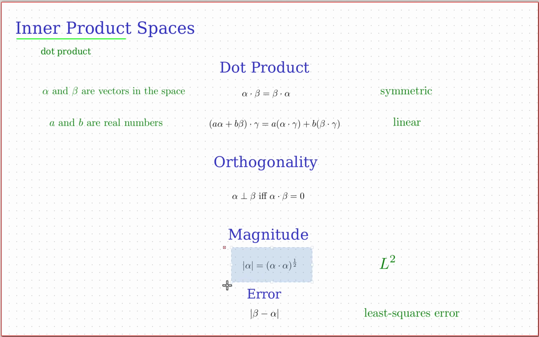And you can also define the error, or we could say the distance between two vectors, as simply being the magnitude of beta minus alpha, right? You just take the difference between them, take the magnitude of the difference, and that's the distance between them, or the error. And of course, because magnitude is L2, this is also the least squares error. So therefore, because functions form an inner product space, we'll be able to minimize the L2 error in our polynomial approximation by projecting the function onto the space of polynomials.